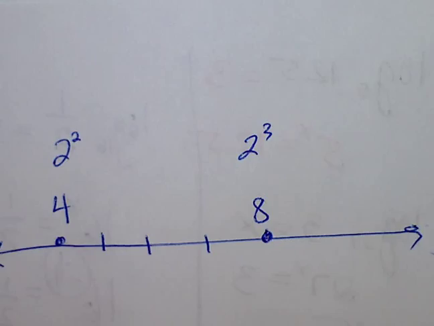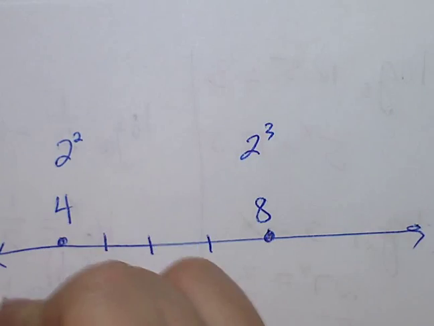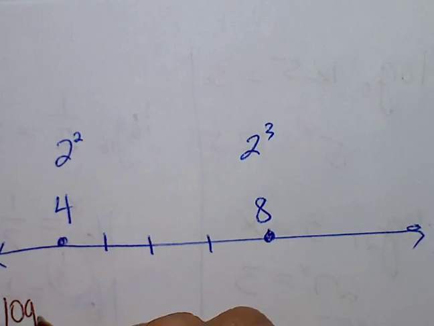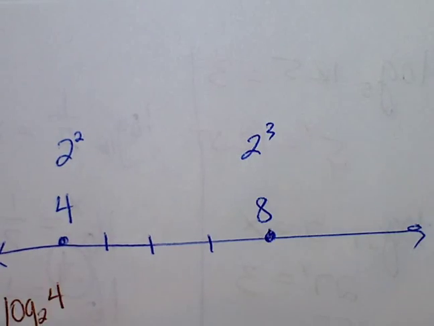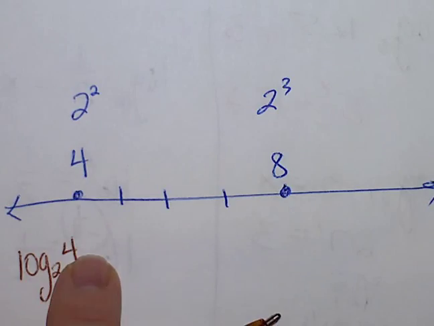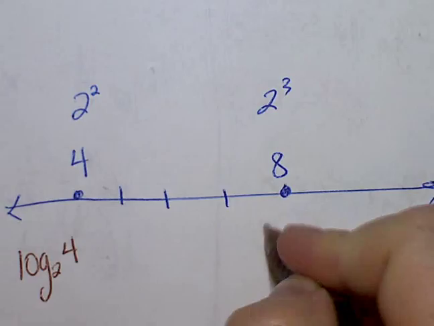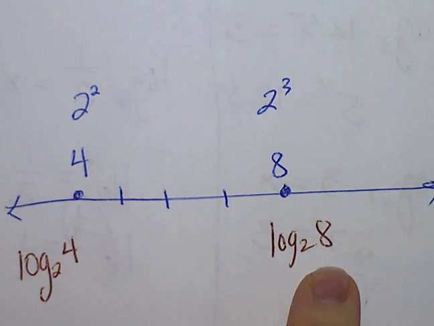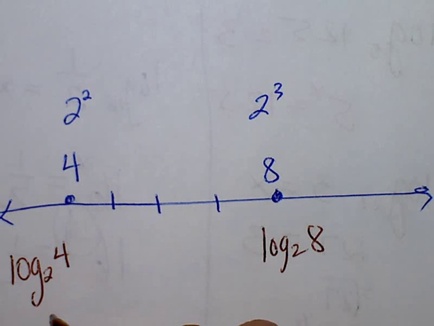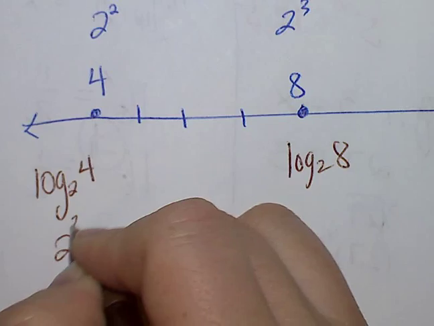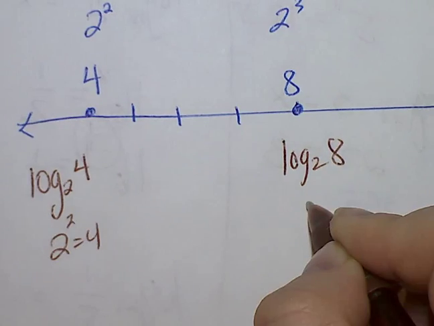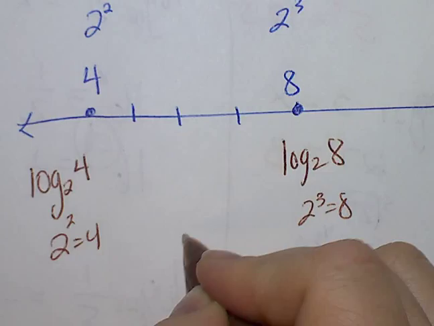Well, if I said then that the log base 2 of what equals 4? What is the answer here? Log base 2 of what is 4? 2. And if I said log base 2 of 8, what's the answer? 3, right? 2 and 3 so far. So this is going to be an answer of 2 to the second power equals 4 and 2 to the third power equals 8.